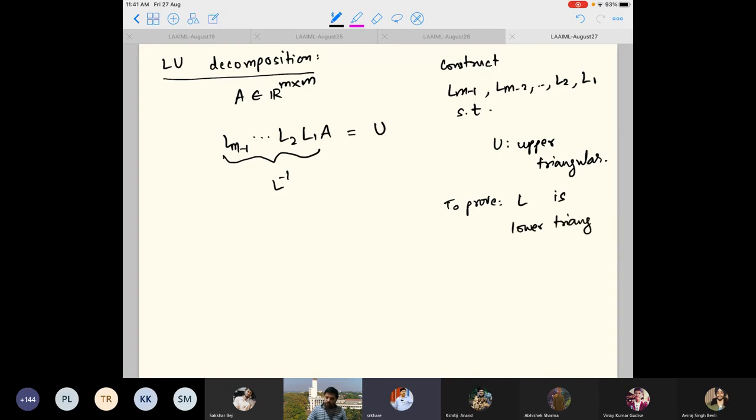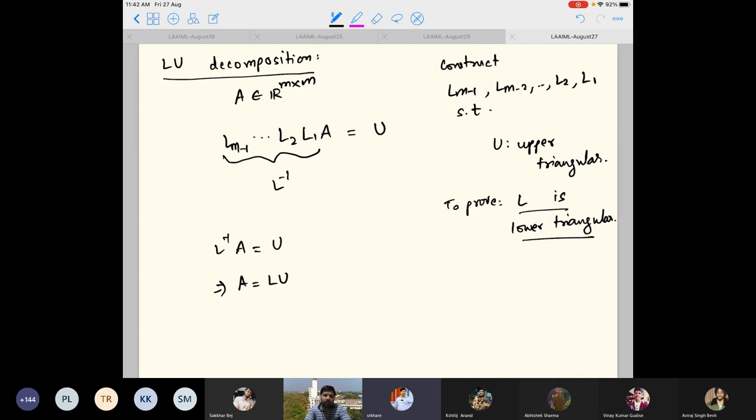So if that really happens, then I will have L inverse times U equal to A, which implies A is equal to LU. And then L is the lower triangular matrix. That's what I will prove. And U is an upper triangular matrix. That's going to be given by the construction. The construction itself will guarantee that U is an upper triangular matrix. That is what I am really interested in doing. Is that clear what I'm going to do?